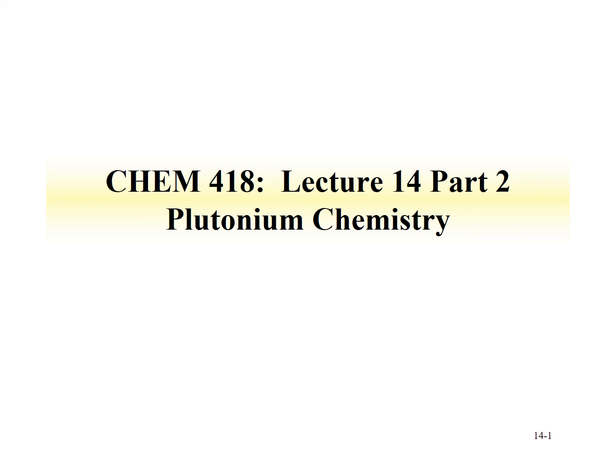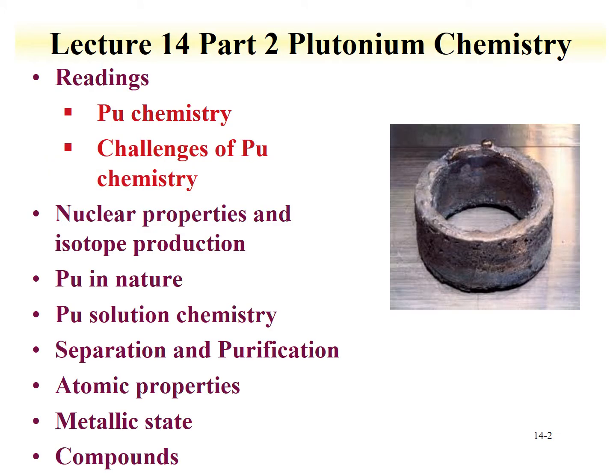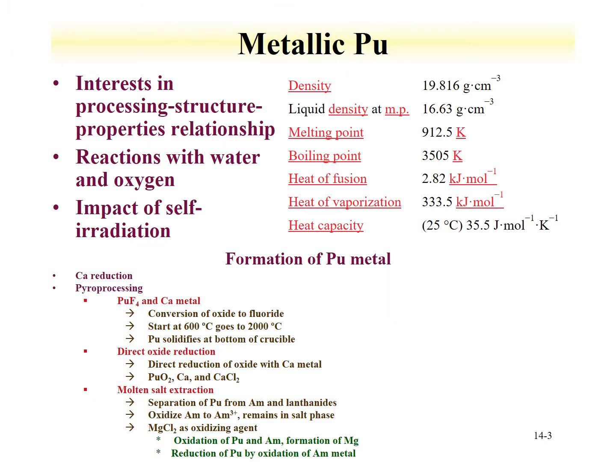Welcome to part 2 of lecture 14 on plutonium chemistry for chemistry 418 radiochemistry. This part of the plutonium lecture is going to focus on the metallic state of plutonium. Metallic plutonium has many interesting properties, all derived from the f-element chemistry.